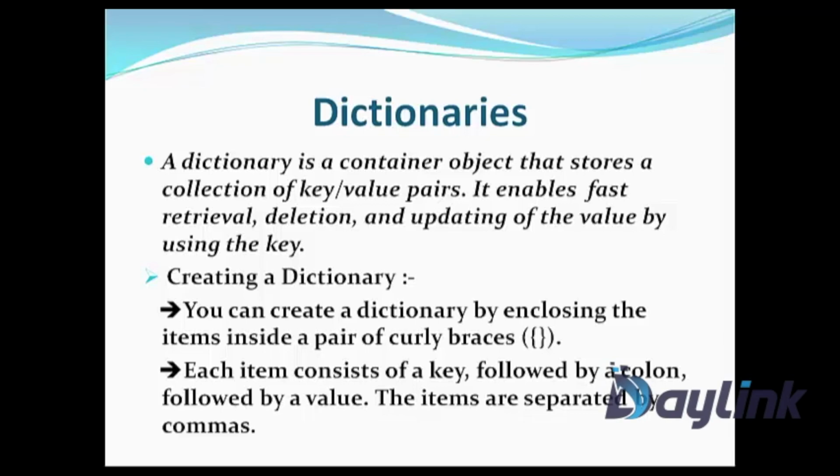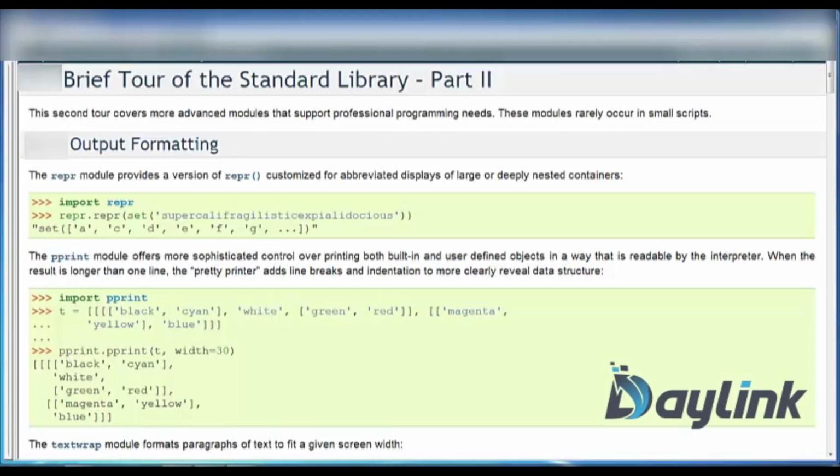Each item consists of a key followed by a colon followed by a value. The items are separated by commas. Brief tour of the standard library. The first one is output formatting.